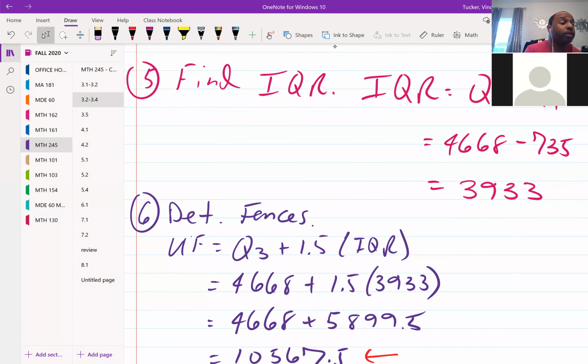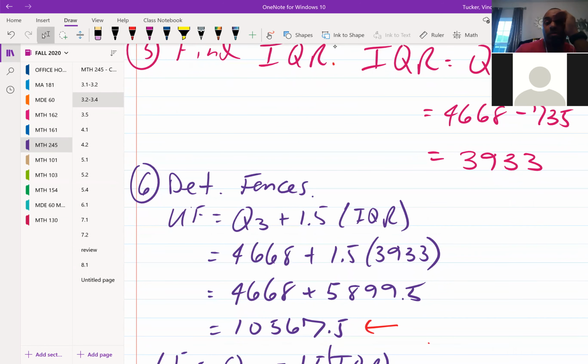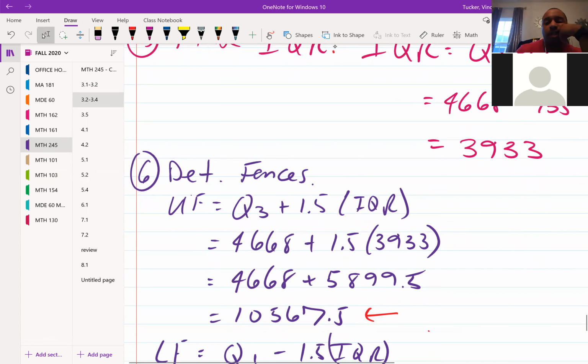And now we can determine our fences. Doesn't matter which fence you find first. Here we have the upper fence calculation, Q3 plus 1.5 times IQR. So that's 4668 plus 1.5 times 3933. And that gives us 10,567.5.